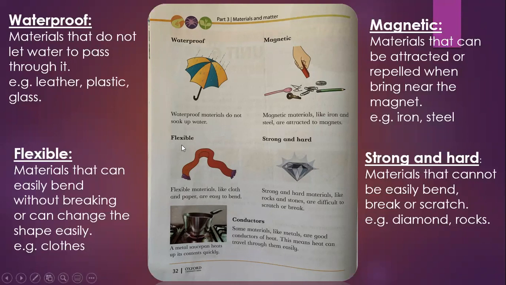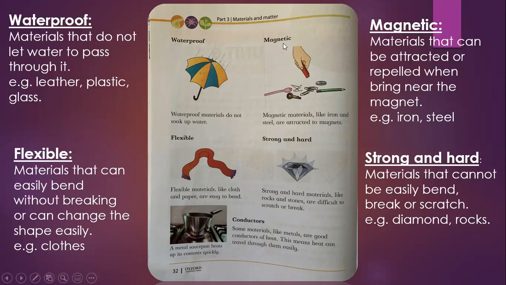Now, flexible. What is the meaning of flexible? Let's see. Materials that can easily bend without breaking or can change shape easily. Like this, look, this is a muffler, just like your clothes, your fabrics. And sometimes plastics are like this, that you can easily bend without breaking. Or like clay. These are flexible materials that you can easily bend without breaking. For example, your clothes.